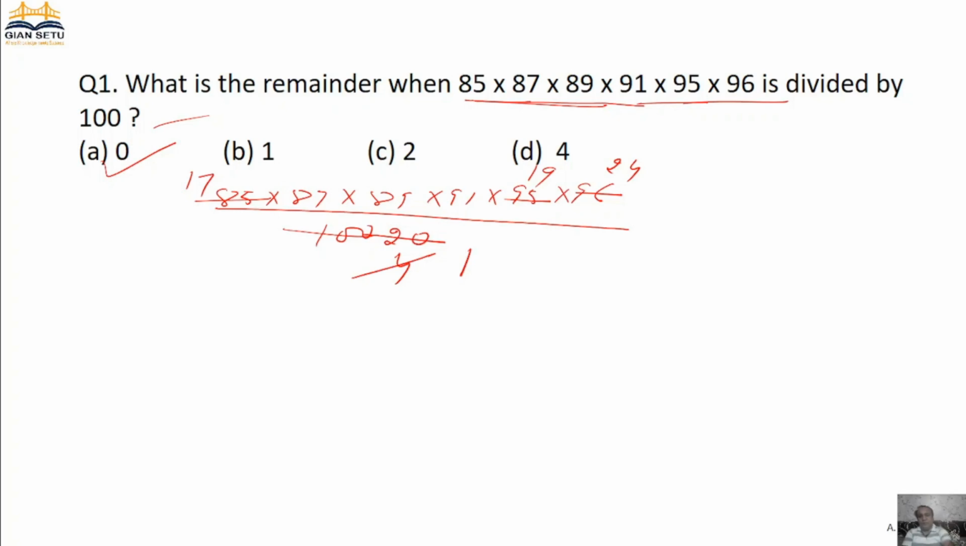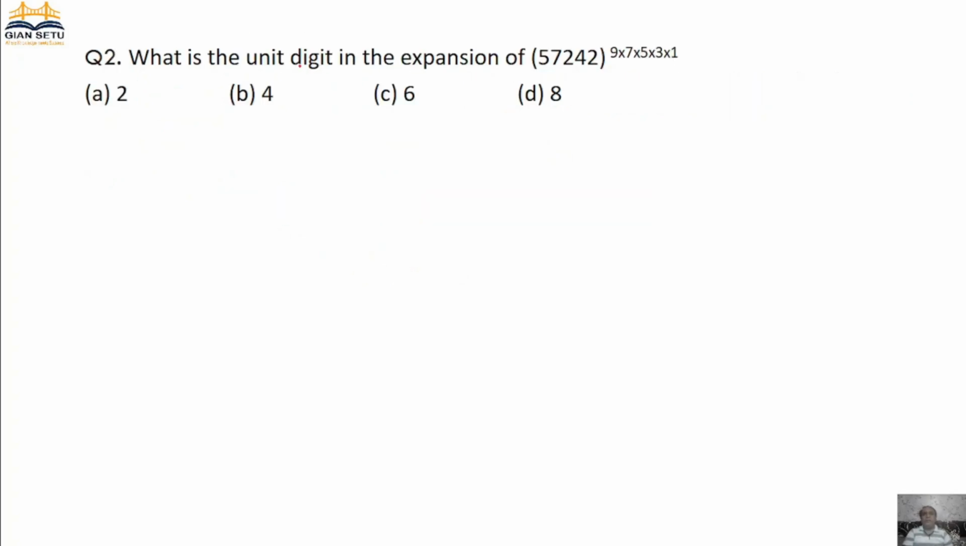Now let's move to question number 2. What is the unit digit in the expansion of 57242 raised to power 9 into 7 into 5 into 3 into 1? Now here we need to find the unit digit in the expansion of the given number. And the given number is 57242 raised to power 9 into 7 into 5 into 3 into 1.